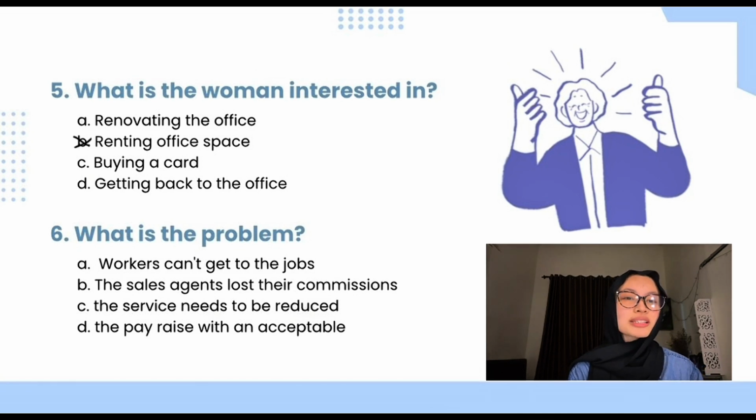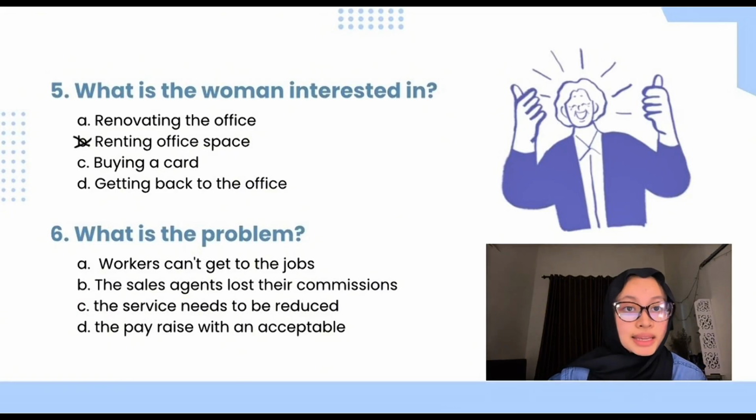The question is, what is the problem? Then the answers are: A, workers can't get to the jobs. B, the sales agents lost their commissions. C, the service needs to be reduced. And D, the pay raise wasn't acceptable.